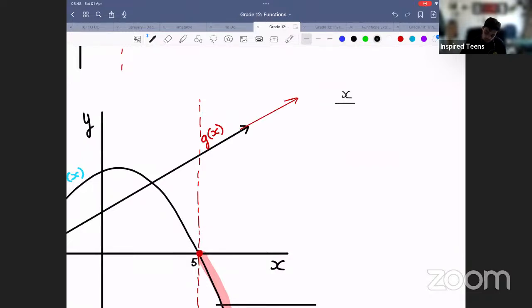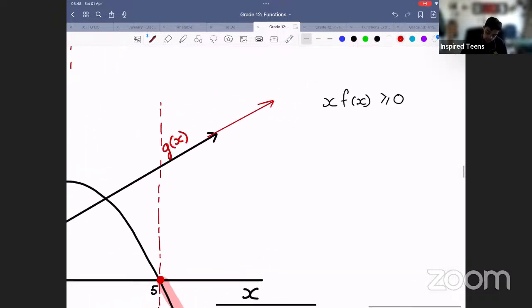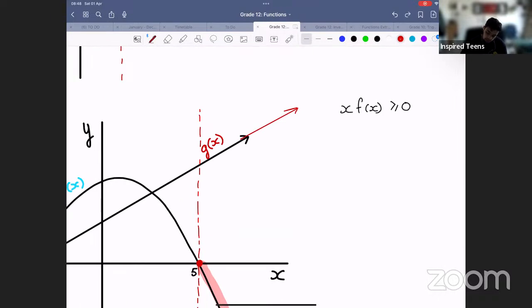If I have x over f of x, let's just multiply first. What happens if you get x times f of x? Give the x values for which x times f of x is greater than 0. So this is a lot simpler than you think. x, what does x mean? Again, we follow the concept where we have to have a positive and a positive, and a negative and a negative.